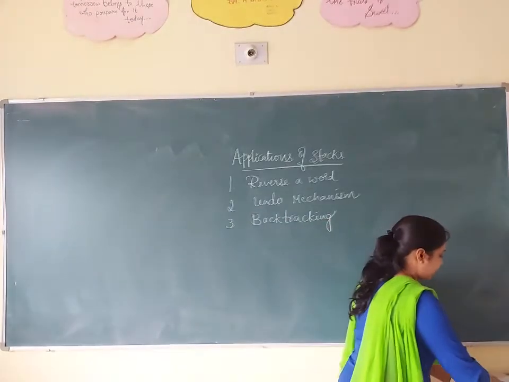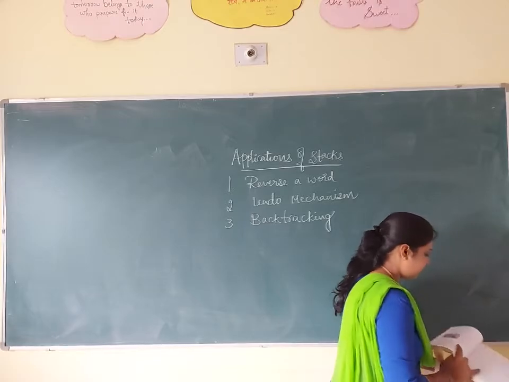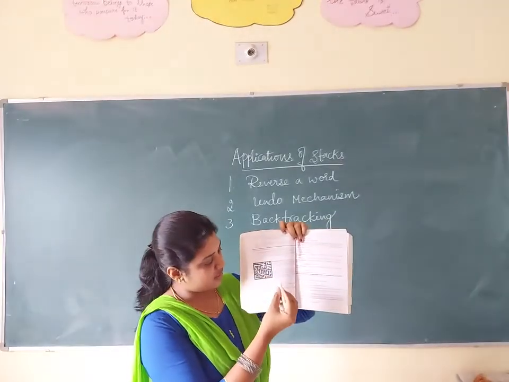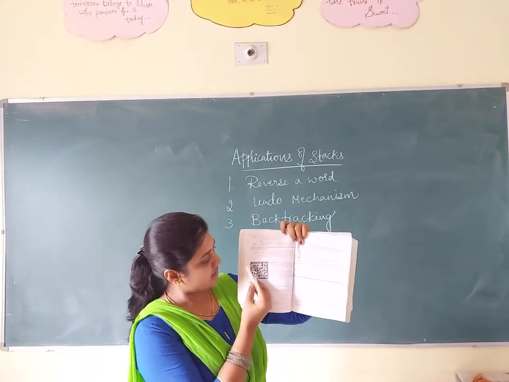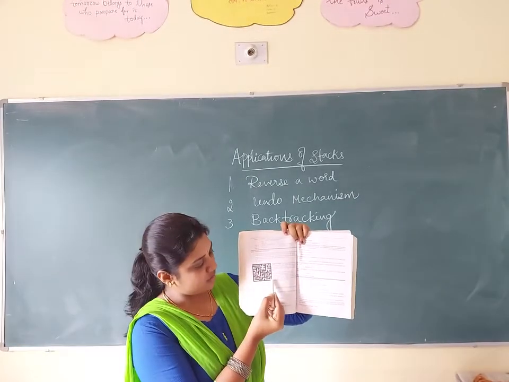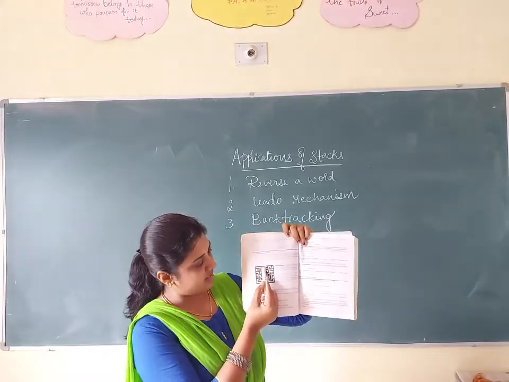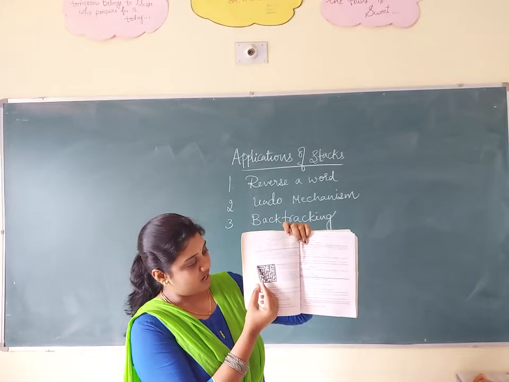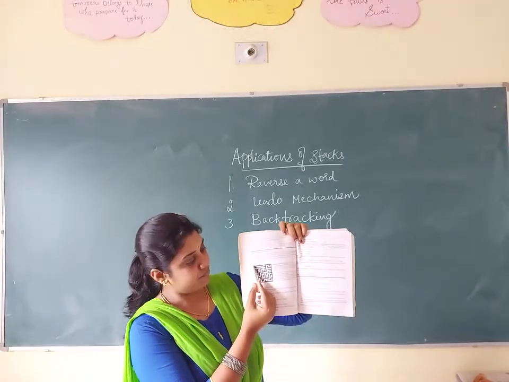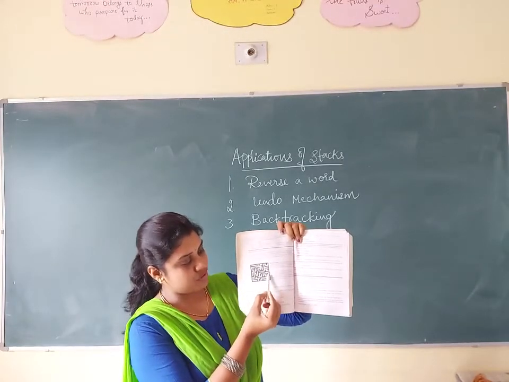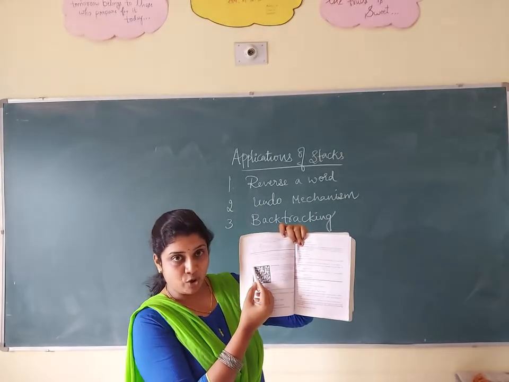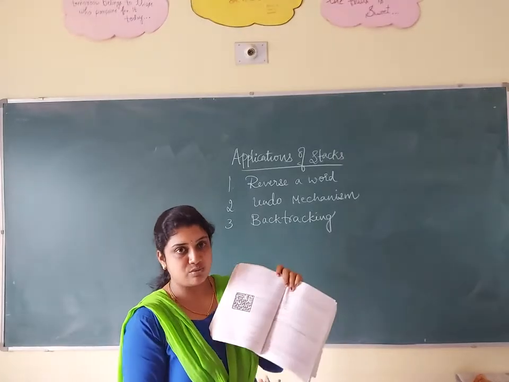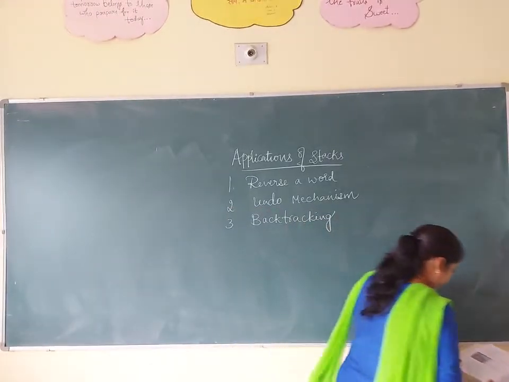In the textbook they have given one diagram of this backtracking game, with a starting point and an end point. Once you reach from start to end, if you want to come back from the end point, you again have to come from the top. From the top you remove elements and come back. This is the stack concept, and it is one of the gaming techniques.